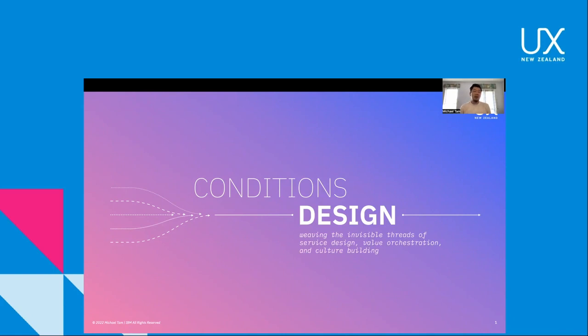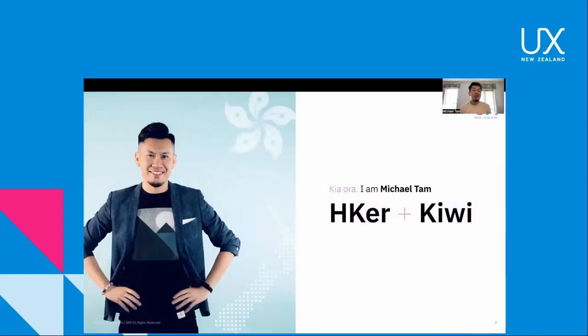But first, let me give you a little bit about myself, a little bit about my background. I am Michael Tam. I'm a Hong Konger and a Kiwi. I was born in Hong Kong, and then I lived about 15, 16 years in New Zealand, right here in Wellington. So first, I'm very glad to be back here in town, in Welly. But at the same time, I'm very glad to be connecting with the rest of you in New Zealand, APAC, and of course, the rest of the world as well.